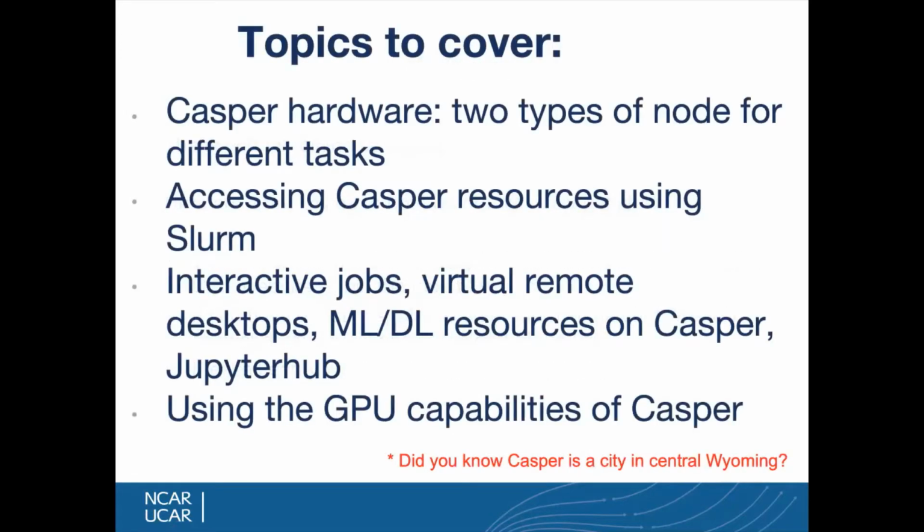So here are the topics we will cover today. First, we will talk about the Casper hardware's two types of nodes for different tasks. Second, we will talk about accessing Casper nodes using our Slurm scheduler. Then we talk about interactive jobs, virtual remote desktops, machine learning, deep learning resources on Casper and Jupyterhub. Finally, we will talk about using the GPU capabilities on Casper.